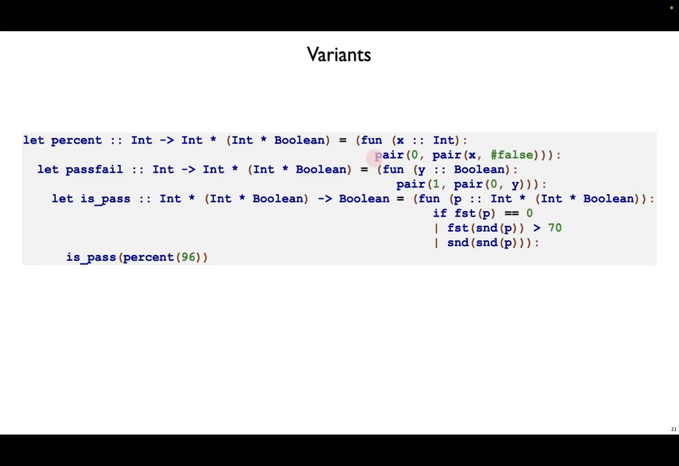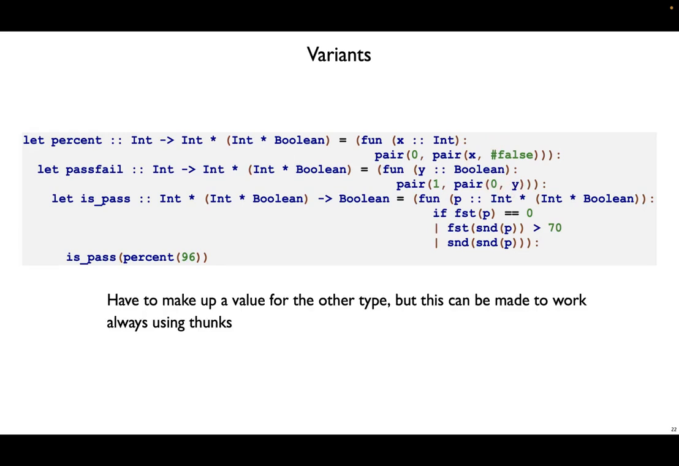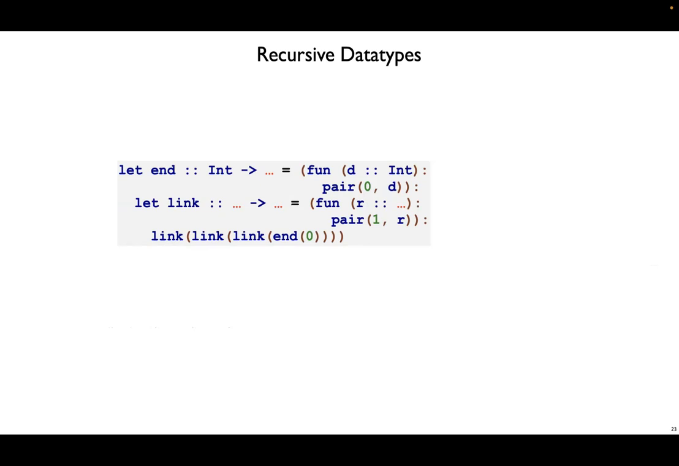The first part of these triples is a tag. It's either 0 or 1, and that tells us which variant we're inside, either percent or pass-fail. The second part of the triple is always an int, and the third part is always a Boolean. For the percent variant, the int is the interesting part. The Boolean is a boring dummy value, and here we've just used false. For pass-fail, it's the opposite. The int is a boring value. We have this dummy 0 here, and the Boolean is the interesting part. In this case, the encoding works. We have to use these tags on the outside, and we also need dummy values on the inside, but it works out for grade. However, encoding does not work for our recursive data types.